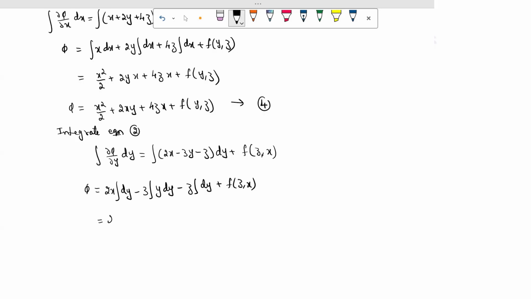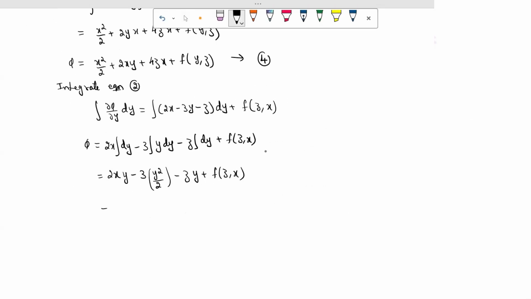So you have 2x, and the integration of dy is y. Minus 3 times the integration of y, which is y squared by 2, minus z times the integration of dy, which is y, plus f of z comma x. Further simplified, it is 2xy minus 3y squared by 2 minus zy plus f of z comma x. Let me take this as equation number 5.